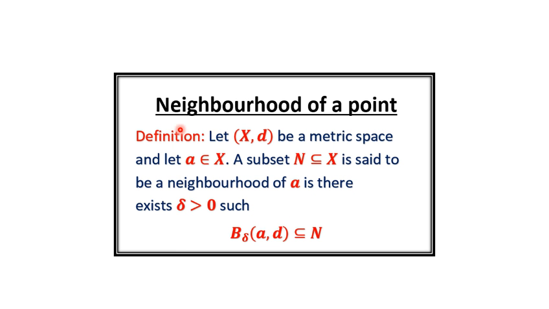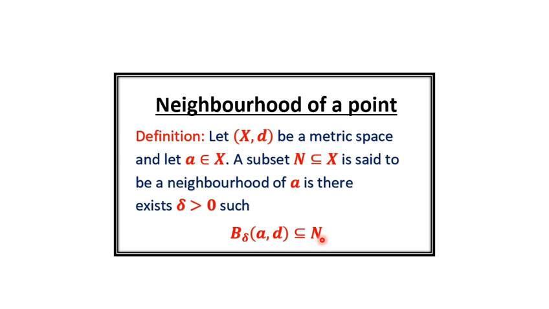Okay, so now we come to the idea of the neighborhood of a point. Let (X, d) be a metric space, and let's take a point A which is in the set X. We have a subset N of X. This subset is said to be a neighborhood of A if you can find a positive real number delta such that the open ball with this radius centered at A, given this metric, is a subset of N. In other words, N is a neighborhood of A if we can have an open ball centered at A with some radius, and that open ball is totally contained within N, then we say N is a neighborhood of A.